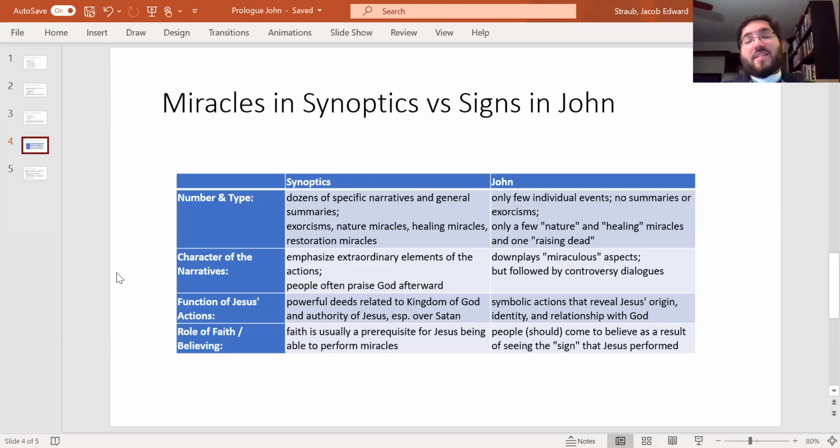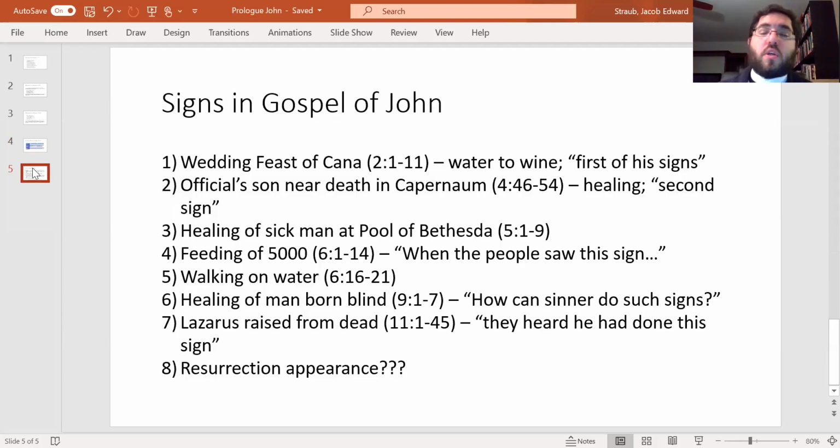So that's how we can begin to see the different functions that these miracles, these signs perform in the different narratives between John and the Synoptics. Now, in the interpretation or commentary on the Gospel of John, there are traditionally said to be 7, sometimes even 8 signs. And some of them are clearly identified by John.